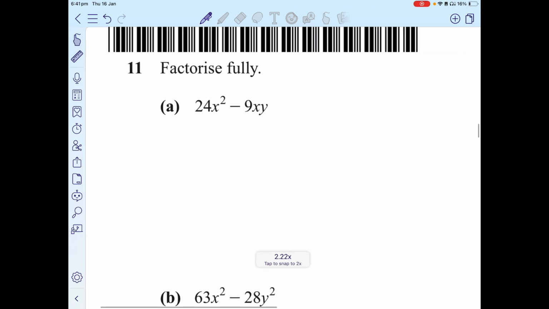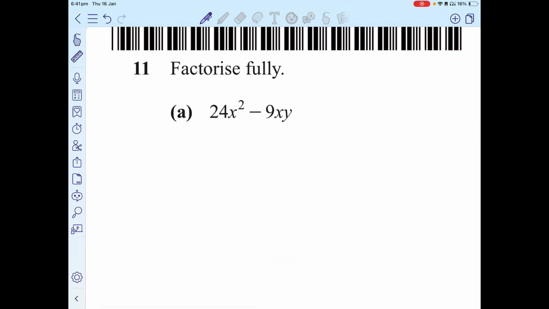Factorize fully. 24x squared minus 9xy. So when I say factorize, we're trying to find something common in this. So we can see that 24 and 9 both are multiples of 3. So let's take 3 out. And we also have x, which is common. So we're going to take x out. Now what do I need to multiply 3x with to get 24x squared?